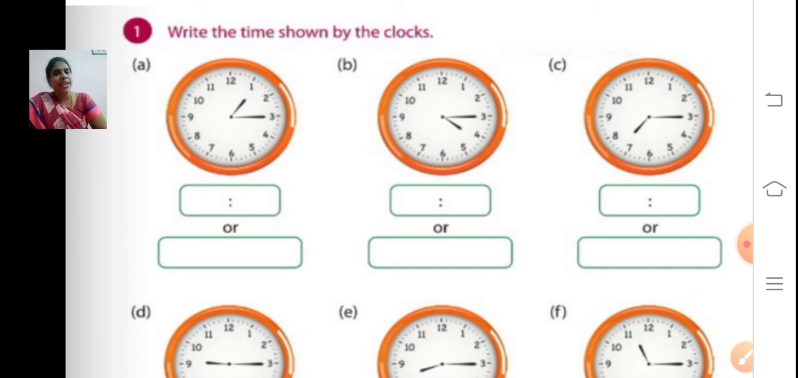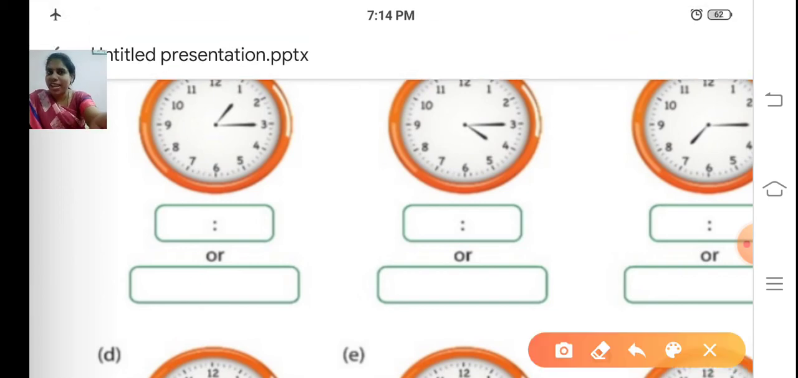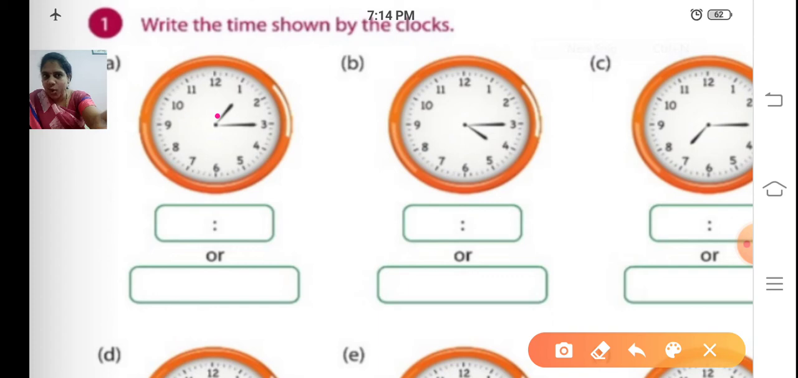So how to write the time? First we have to write the hours and then minutes. Now tell me, where is the hour hand? That is the smaller one, right? See and tell me. First question, just see. Yes, it is at 1, right?